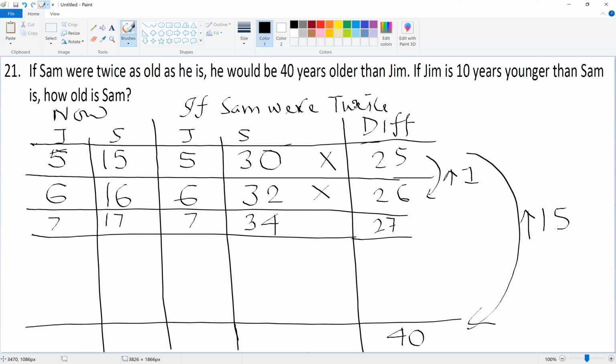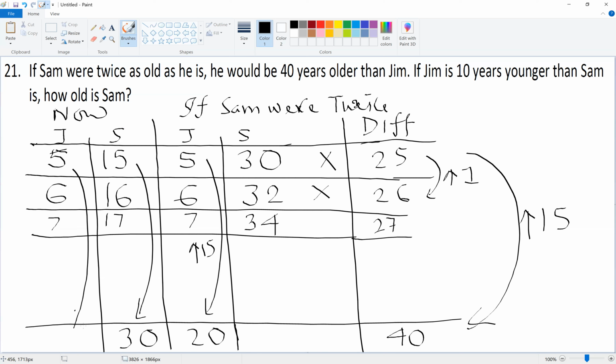So if I do it 15 times, this would be 20. This would be 30. And this would be 20. Correct? Yeah. So this would be the number. So Sam is 30 years old. Yeah, that's what I got.